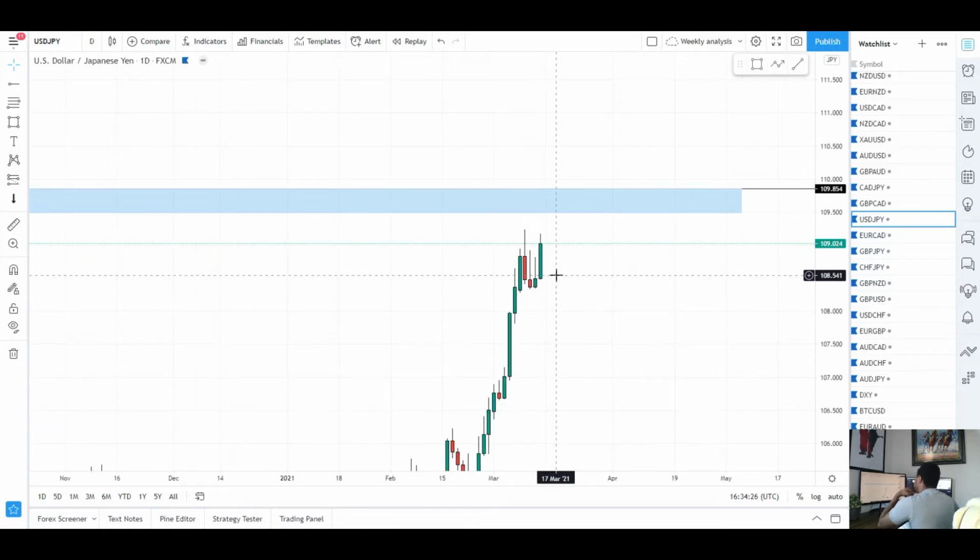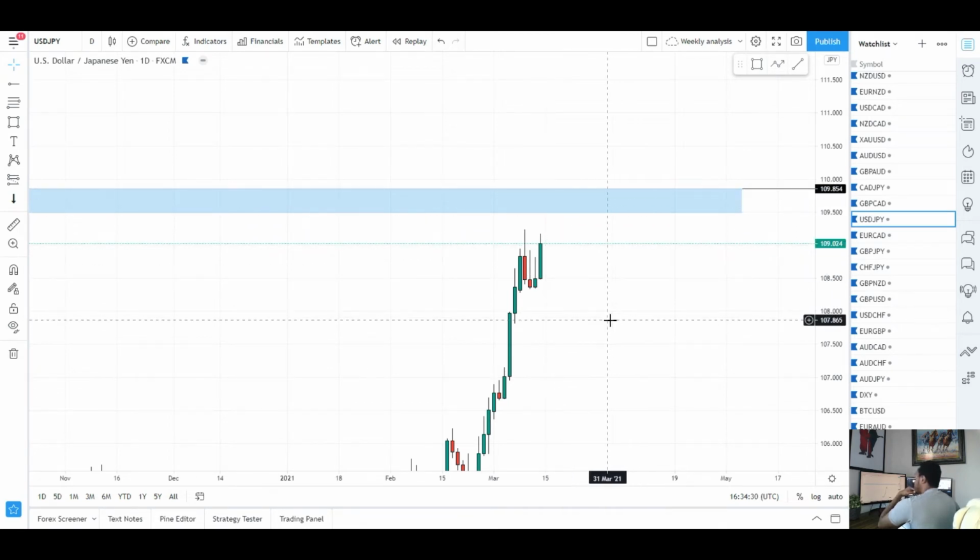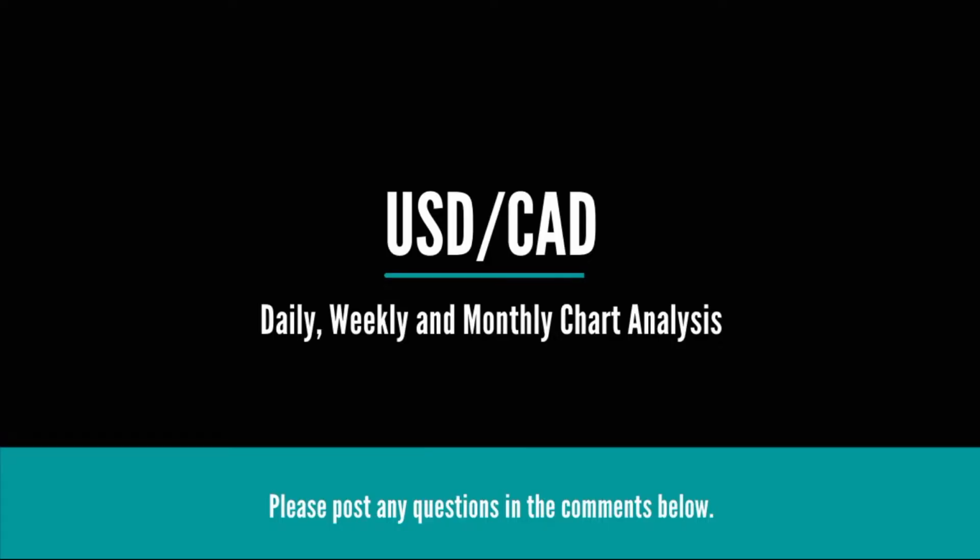So probably expect to see further continuation to start the week off, come to this level here, and then could be looking for selling opportunities to take this down lower. And next we've got USD CAD.